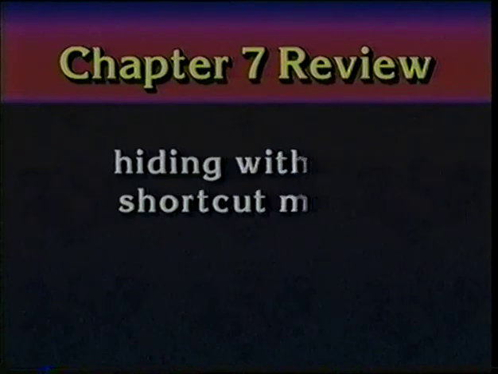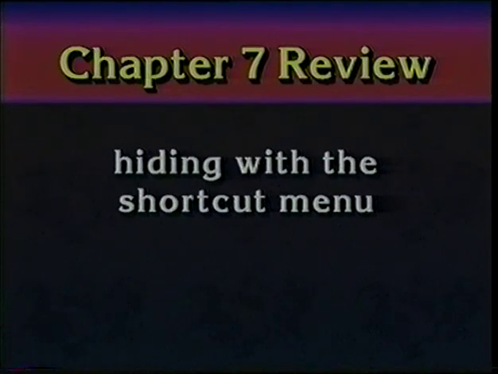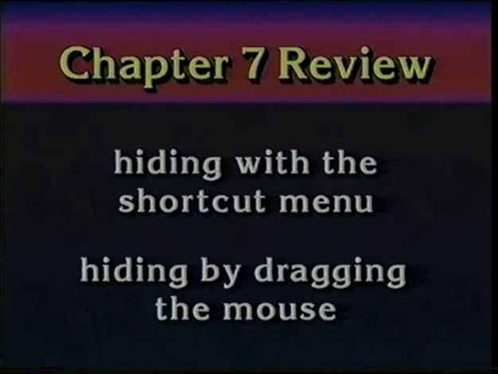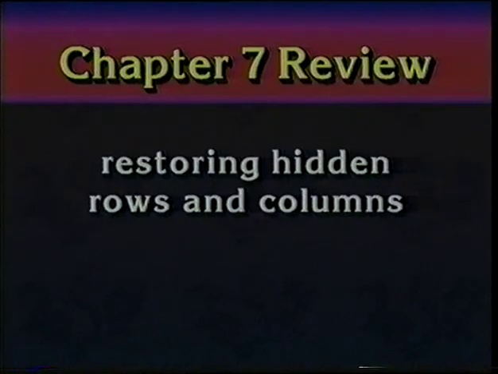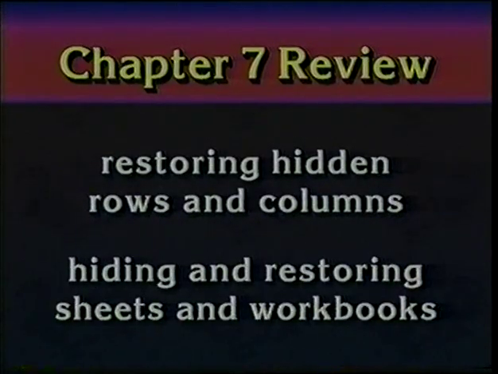Let's review what we've covered in this chapter. We used the shortcut menu to hide a row, then demonstrated an alternate method of hiding by dragging the mouse. We restored the row and the column. Then we hid and restored two worksheets. Finally, we hid and restored the VHS workbook.